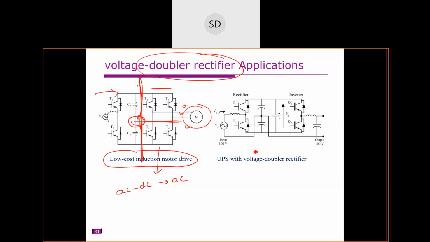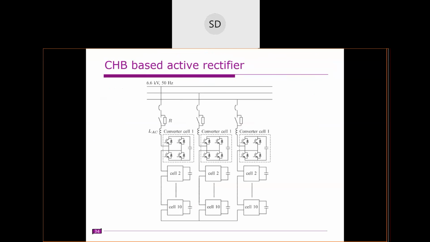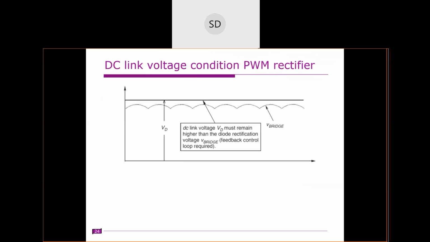Okay. So this is the UPS with a voltage doubler rectifier circuit. This is another application. So these are the applications we have. So far we discussed single phase. Maybe in the next class we will discuss 3-phase.